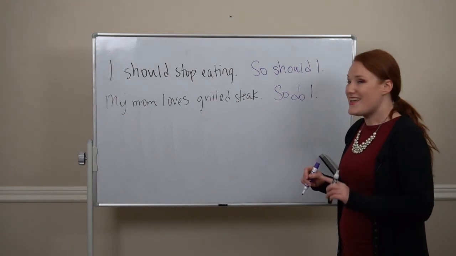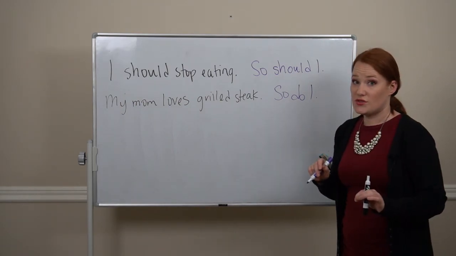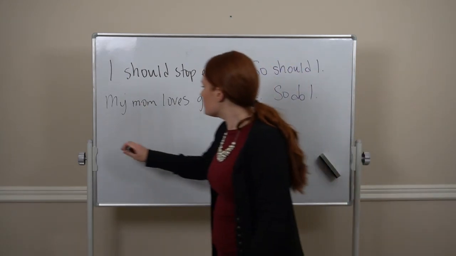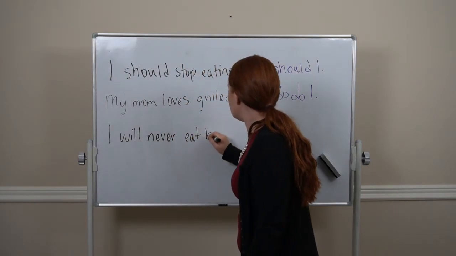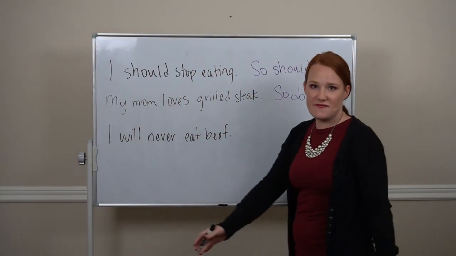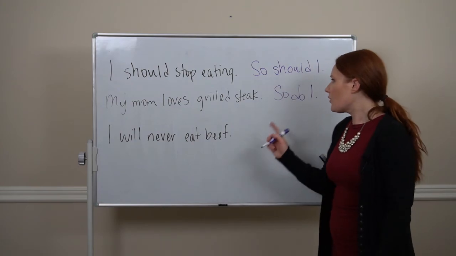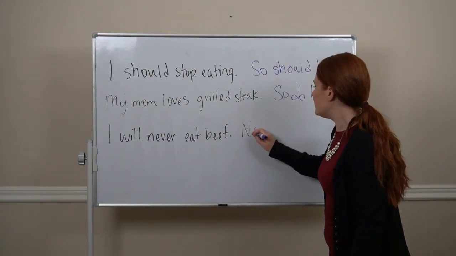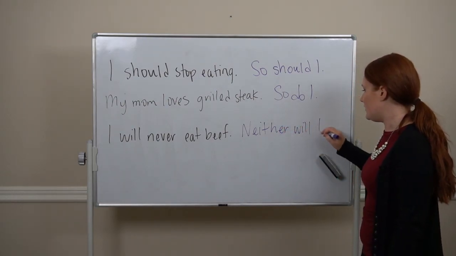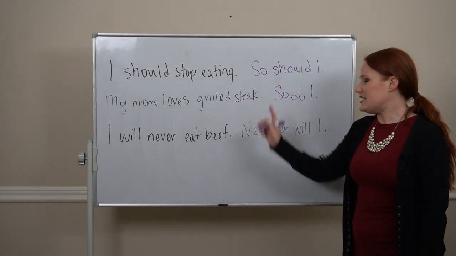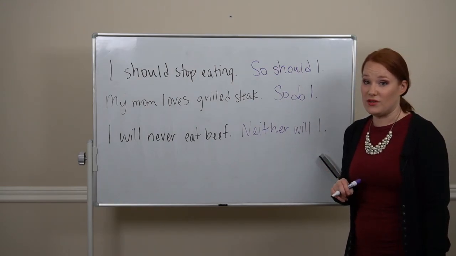Now, if we're agreeing with a negative statement, we don't use the word so. Someone says, I will never eat beef. This is a negative statement. We don't use so, we use neither. Then our auxiliary verb and our subject. I'll never eat beef, neither will I. Not so will I, neither will I.